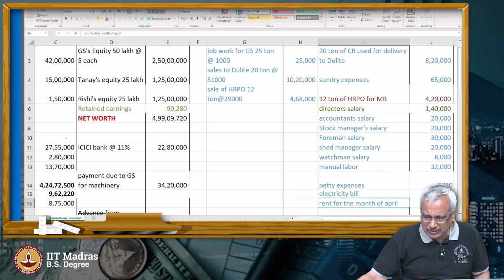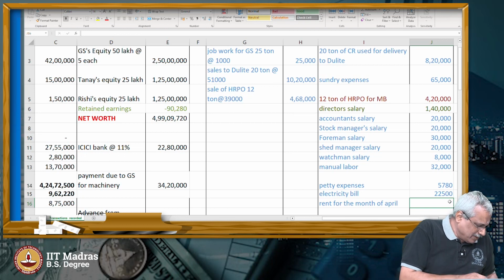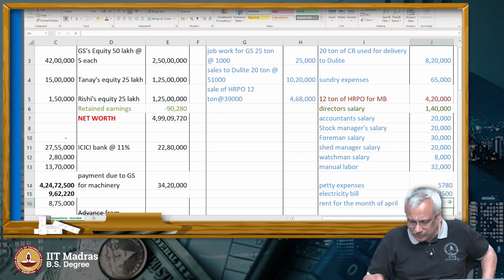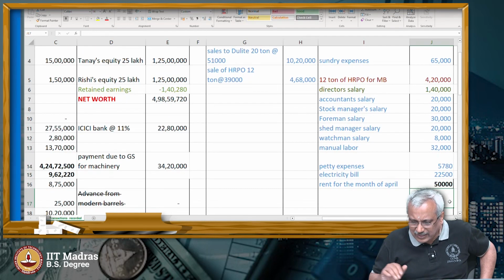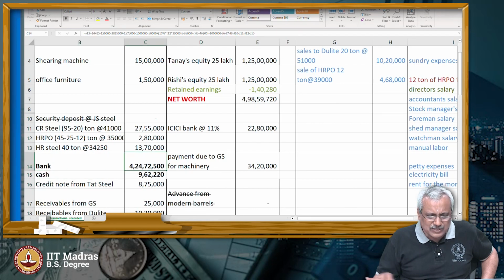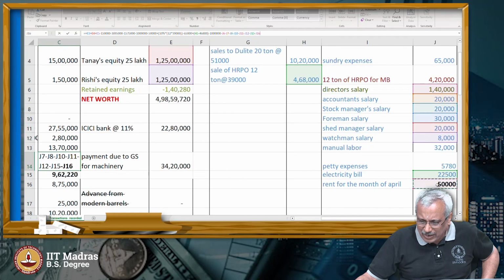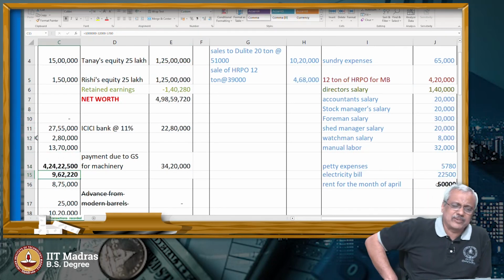What is the rent for the month of April? Let us go back and see. You hired a space at a monthly rent. I had a factory shed at a monthly rent of 50,000 rupees per month. Now this rent is debited. Debited means I am paying out of my bank account, and this is the money that I am paying from my bank account.